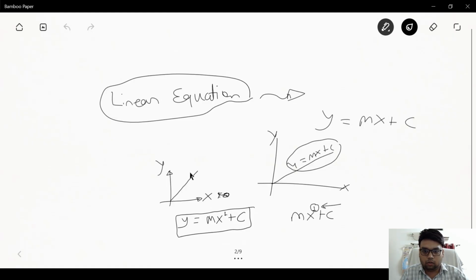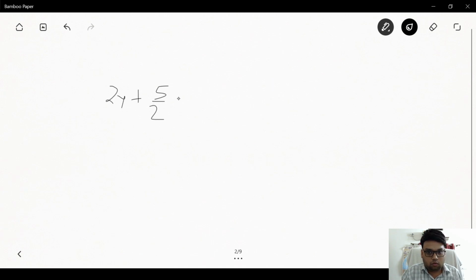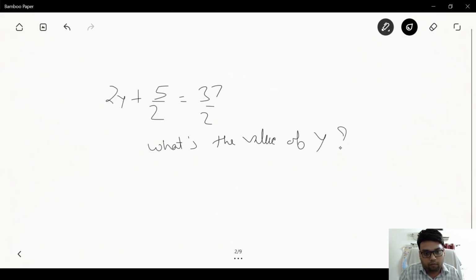Here they were saying 2y plus 5 by 2 is equal to 37 by 2. Now we have to solve and get the value. What is the value of y? We have to calculate here.